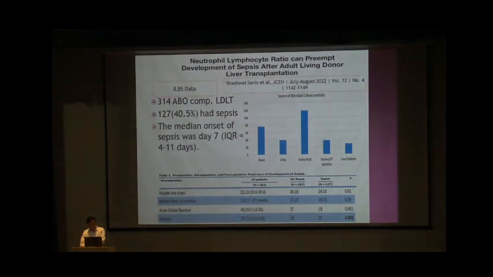I'm coming to ILBS data, just 3-4 slides. 314 patients, all ABO compatible live donor liver transplantation. 40% had sepsis. The median onset of sepsis day was 7 with an interquartile range of 4 to 11. This study looked into the neutrophil lymphocyte ratio as a marker for onset of sepsis.